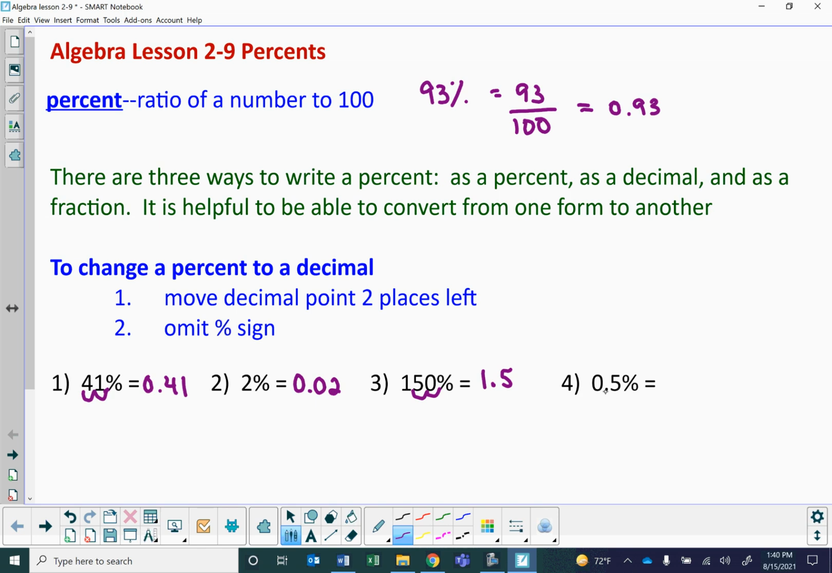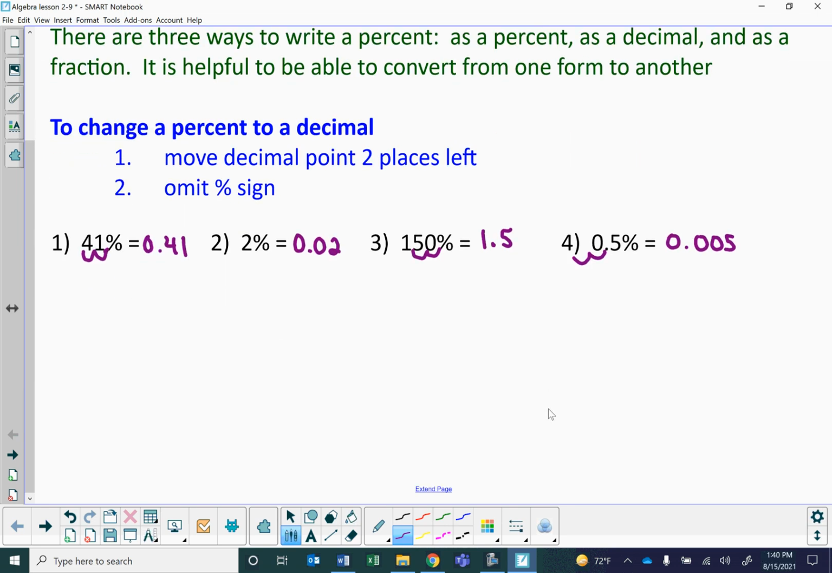0.5%, move that decimal 2 places to the left, which means I'm going to have 0.005. Just simply dividing by 100, which is moving your decimal point 2 places to the left.